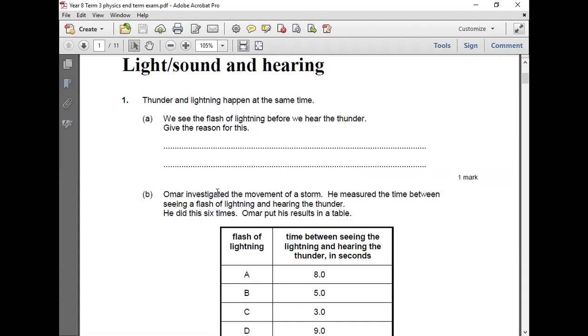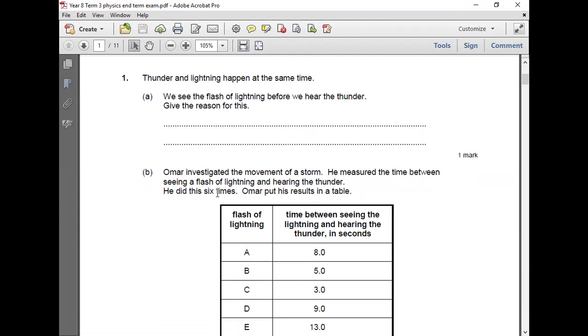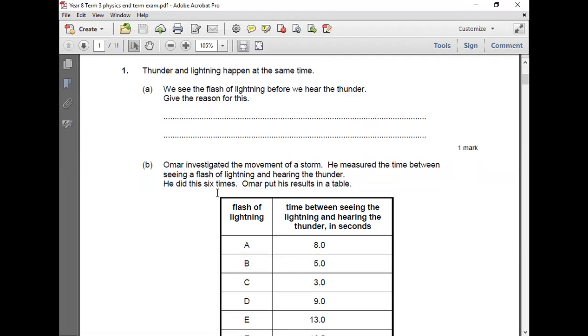They said that thunder and lightning happen at the same time. We see the flash of lightning before we hear the thunder. Give the reason for this. Why do we see the flash of lightning before we hear the thunder?